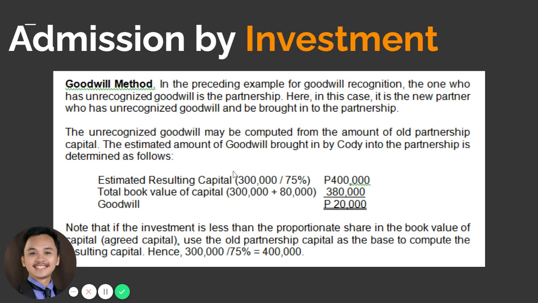So what is our current capital before the admission? We have 300,000 divided by 75%, because the new partner will receive 25%. So therefore, the total estimated value of the capital is 400,000 minus the book value of the capital of the partnership, which is 300,000 plus the 80,000 invested by the new partner, which is 380,000. So that means there is goodwill of 20,000, or unrecognized goodwill of the new partner of 20,000.